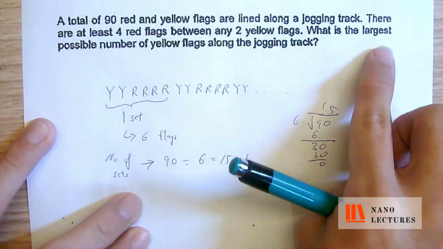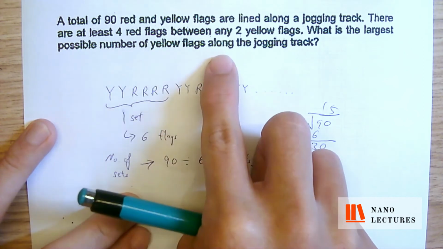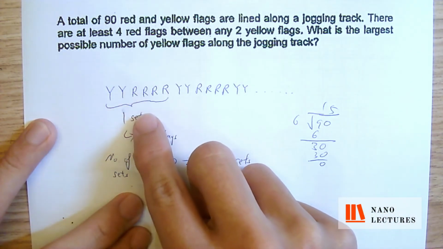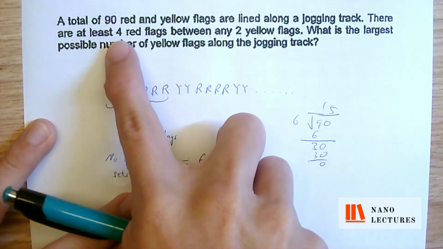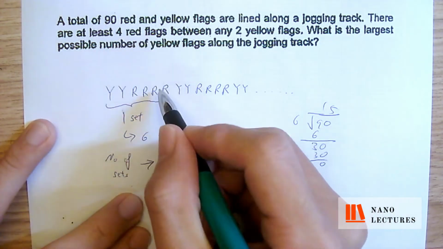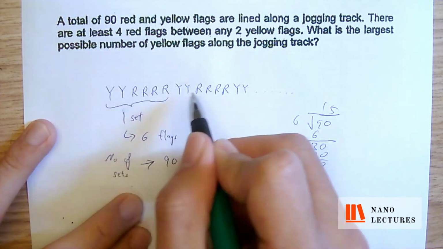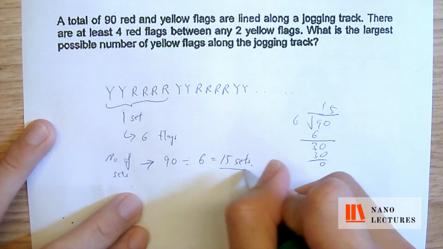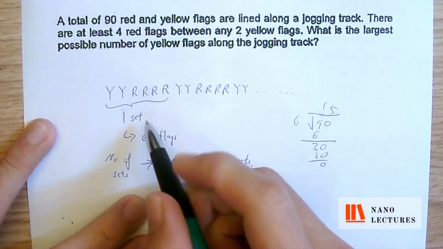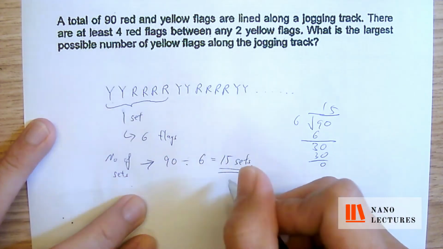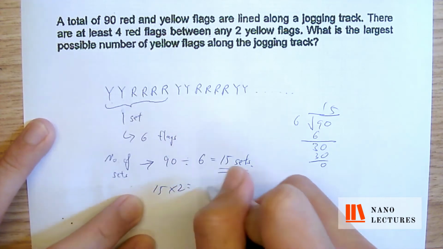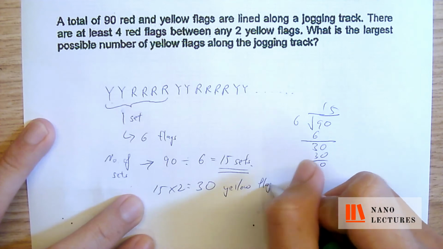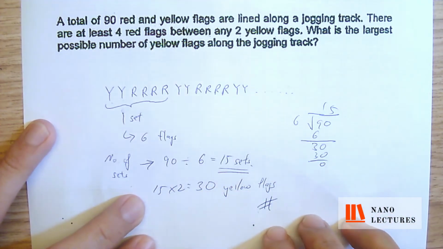So they ask what is the largest possible number of yellow flags along the jogging track. Okay, so the largest possible means that there must be the least number of red flags. The fewer red flags there are, the more yellow flags there will be. So the largest possible number of yellow flags comes from 15 sets. Since each set has 2 yellow, 15 sets will have 15 times 2 equals 30 yellow flags. Okay, so this is the answer.